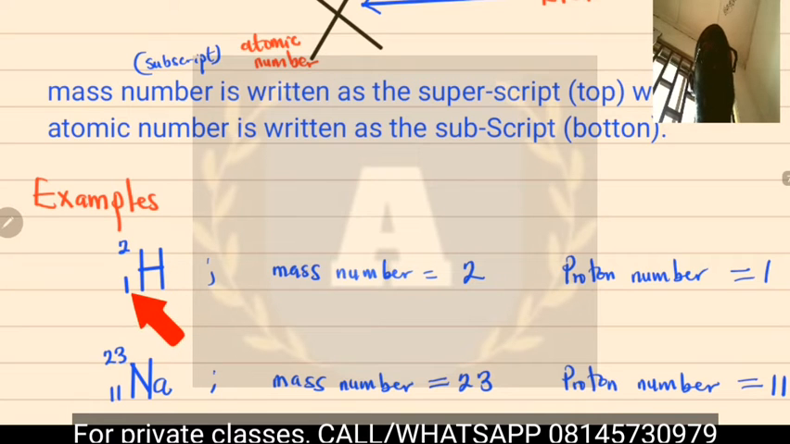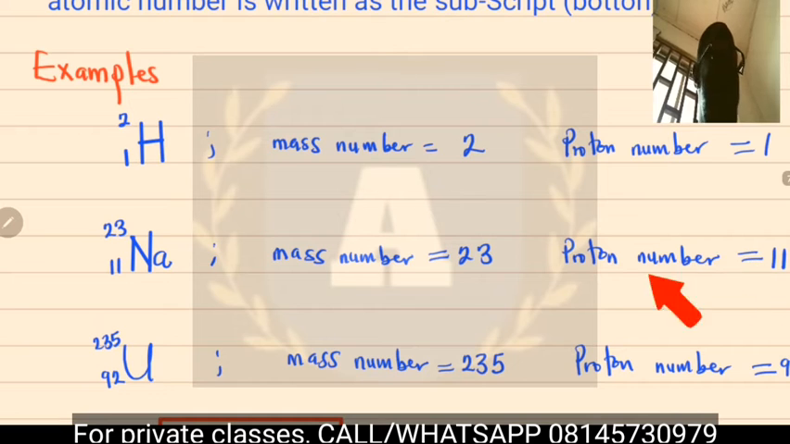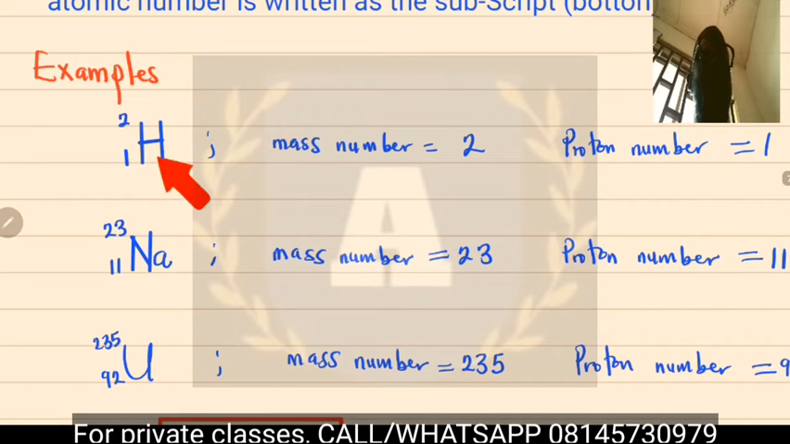Example, now look at hydrogen, an isotope of hydrogen. The proton number is 1, while the mass number is 2. Then the same thing for sodium, mass number of 23, written up, then proton number of 11, written down. The next element is uranium: the mass number of 235 and a proton number of 92, as you can see. So this is how you represent the nucleus of an atom of an element in chemistry.